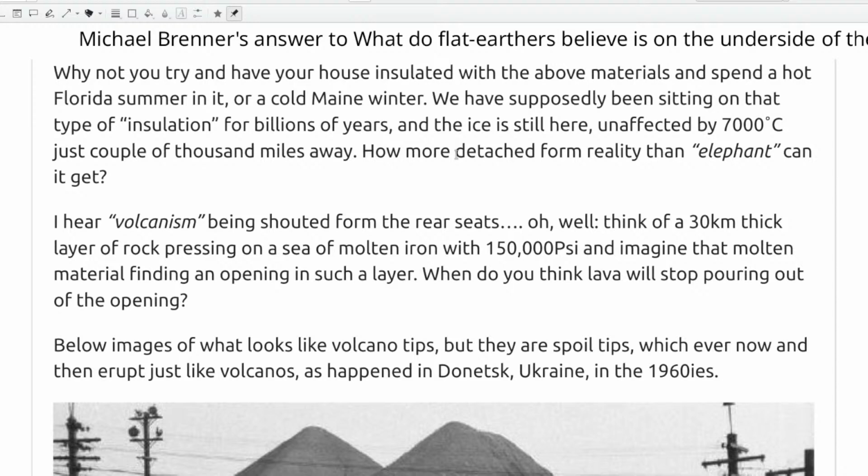Why not try and have your house insulated with the above materials and spend a hot Florida summer in it, or a cold Maine winter? We have supposedly been sitting on that type of insulation for billions of years, and the ice is still here, unaffected by 7,000 degrees Celsius just a couple thousand miles away. How more detached from reality than elephant can it get?